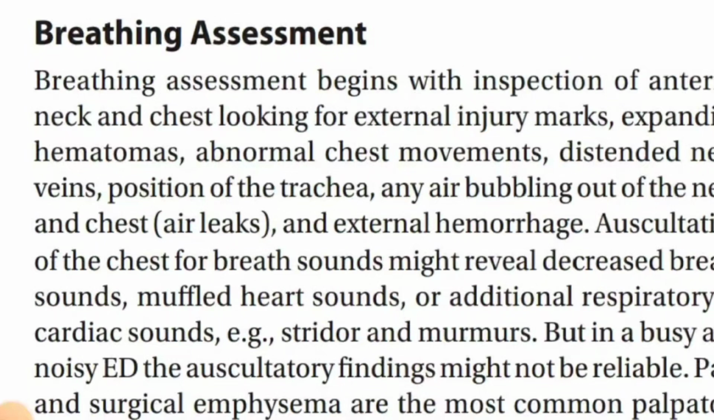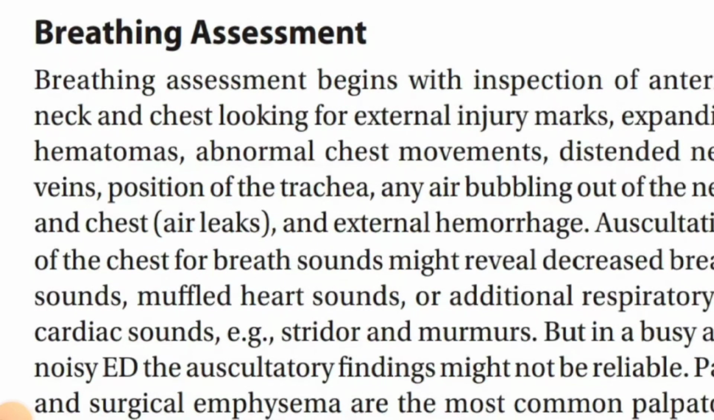So breathing assessment begins with inspection of the anterior neck and chest, looking for external injury or marks, expanding hematomas, abnormal chest movements, distended neck veins, position of the trachea, any air bubbling out of the neck or chest, air leak, and external hemorrhage. So what does it mean?